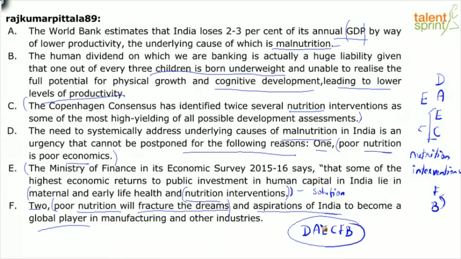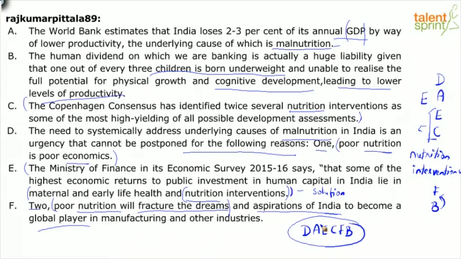Yes, like I said, Pragyam, sometimes we'll need to look at where is the pretext, where is the foundation. That's why I said pay attention to what the paragraph is revolving around, right? You understand the paragraph is revolving around malnutrition. Now if you look at A, A is a sentence that is only giving me statistics. It's saying the World Bank estimates that India loses 2 to 3% of its annual GDP. That's more of a supporting statement. One, I cannot look at that as a topic sentence.